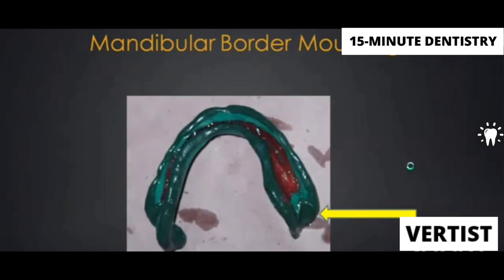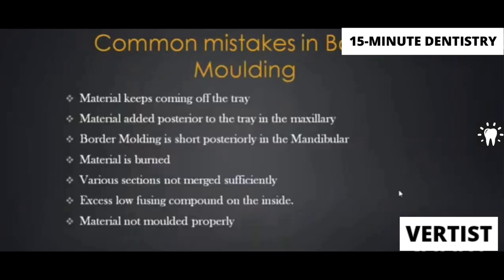Okay. So what are the common mistakes which we make in border molding? Quickly, we'll go through this. Material keeps coming off the tray. This is mainly because we don't dry the tray before we add the low freezing compound. So always, before you add the low freezing compound, please dry the tray, then add the low freezing compound. If you are adding another layer on top of the low freezing compound, please dry the previous layer and then add again, but dry.